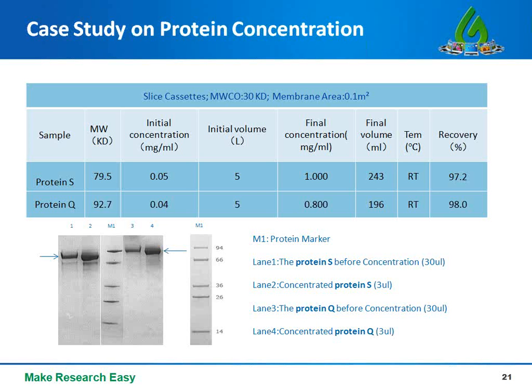The bigger the membrane area is, the faster the filtration is. Lines 1 and 2 are protein S before and after concentration. Lines 3 and 4 are protein Q before and after concentration. Both were concentrated 20-fold with over 97% recovery.